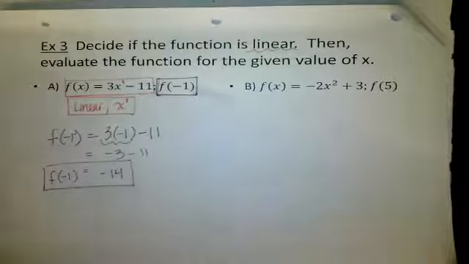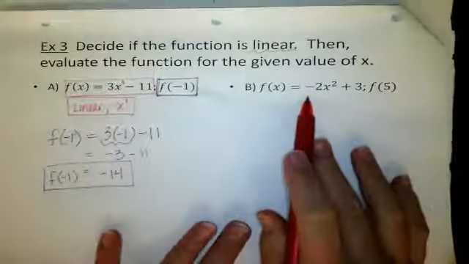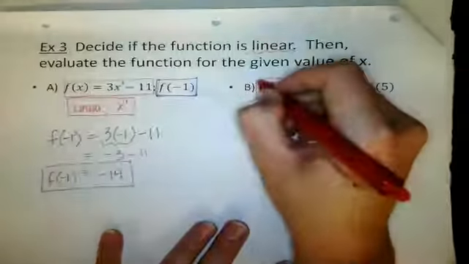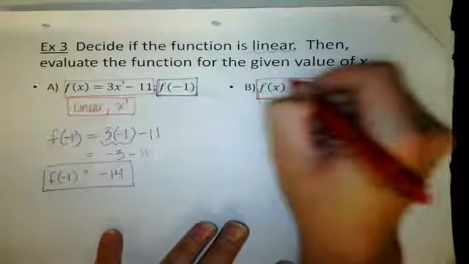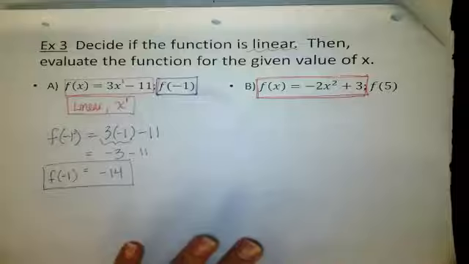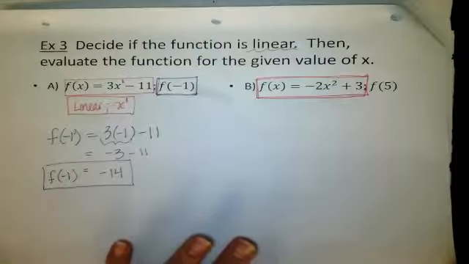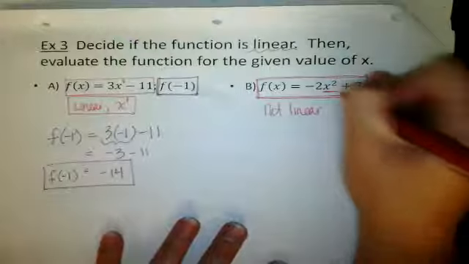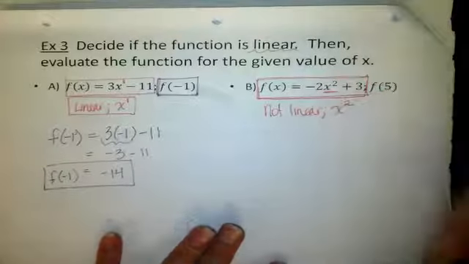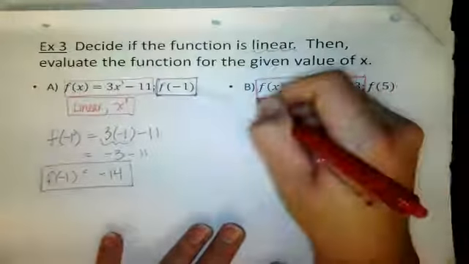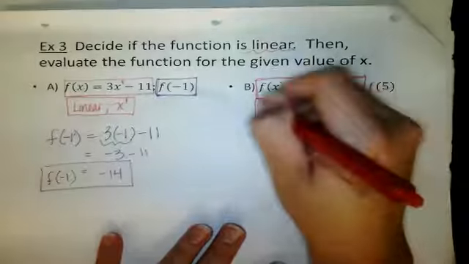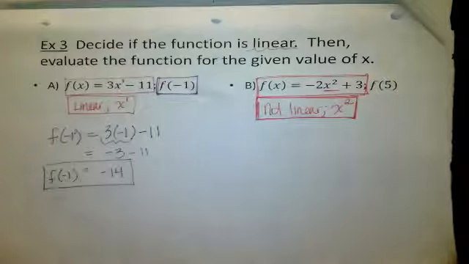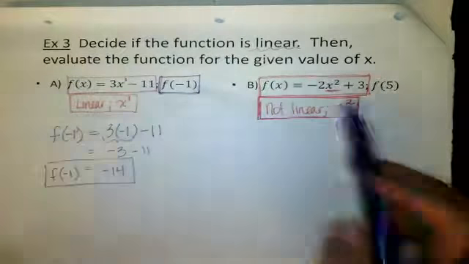Letter B. f of x equals negative 2x squared plus 3. Is it linear or not linear? Not linear. How do you know it's not linear? Yeah, it's right there. It's x being squared. Does anyone know what shape that is? The parabola. Yeah. The parabola, U type shape. Very good. But linear, we're looking for x to the first, not linear, anything else.